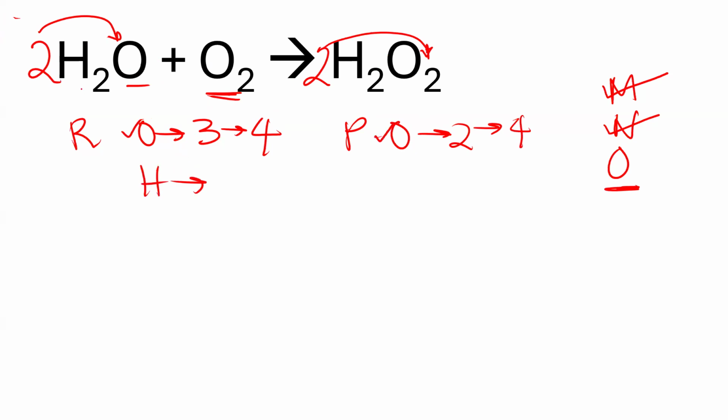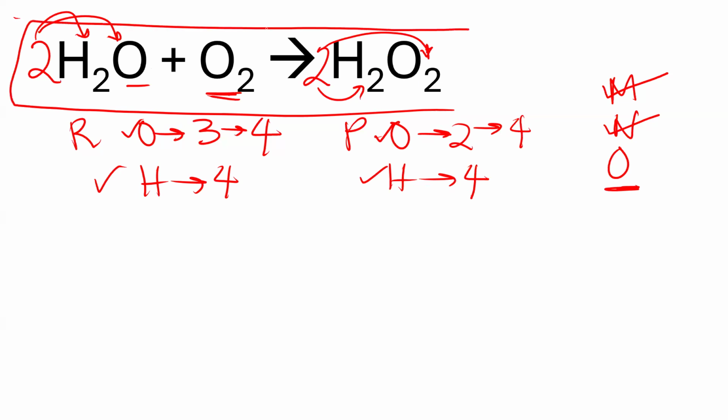For hydrogen, we have 2 times 2, that's 4. And 2 times 2, hydrogen is also 4. So pretty much our equation is already balanced. So we have 2 water molecules plus oxygen to form 2 hydrogen peroxide molecules. So this is already balanced, right?